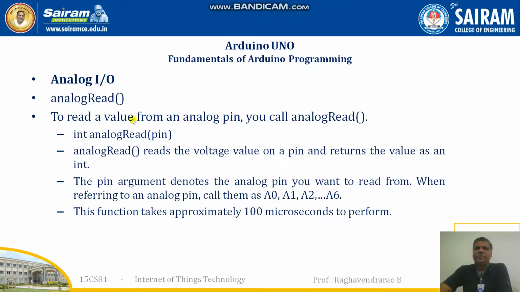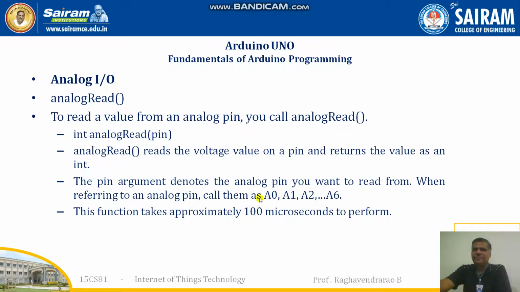Analog read. So that's why the int is there. That's the data type. The pin argument denotes the analog pin you want to read from. How many are there? 0 to 6 are there. So any one of these.